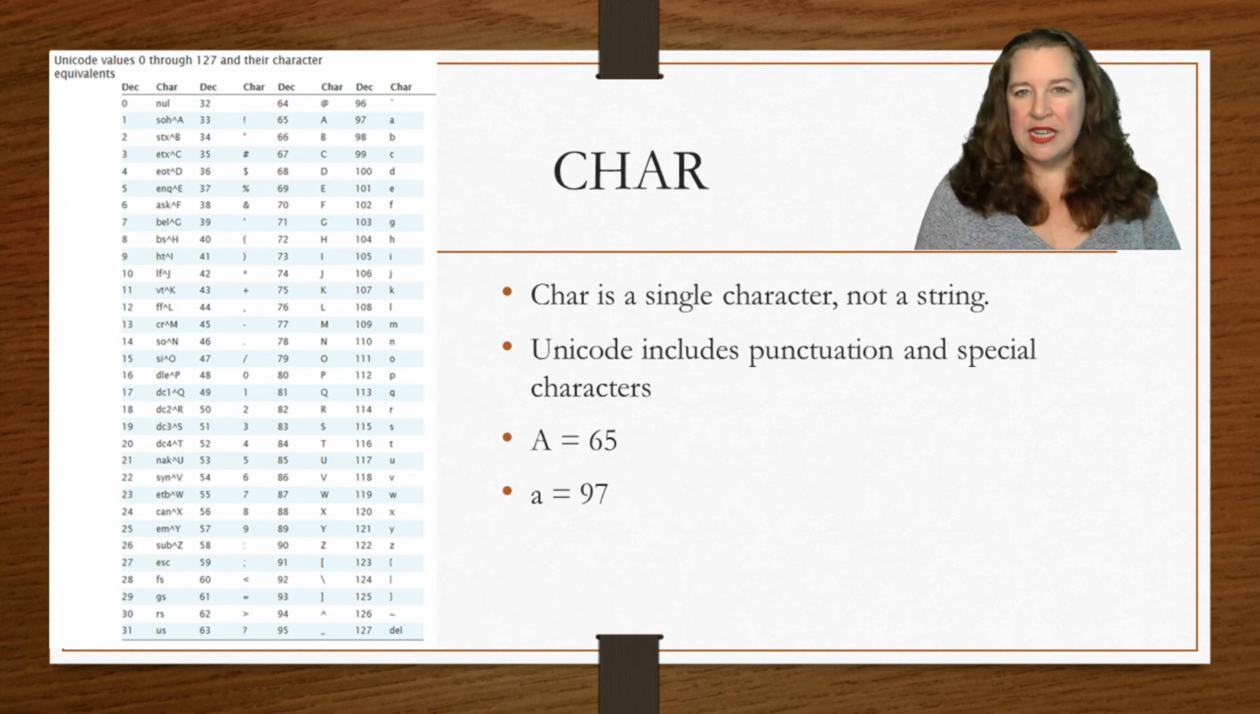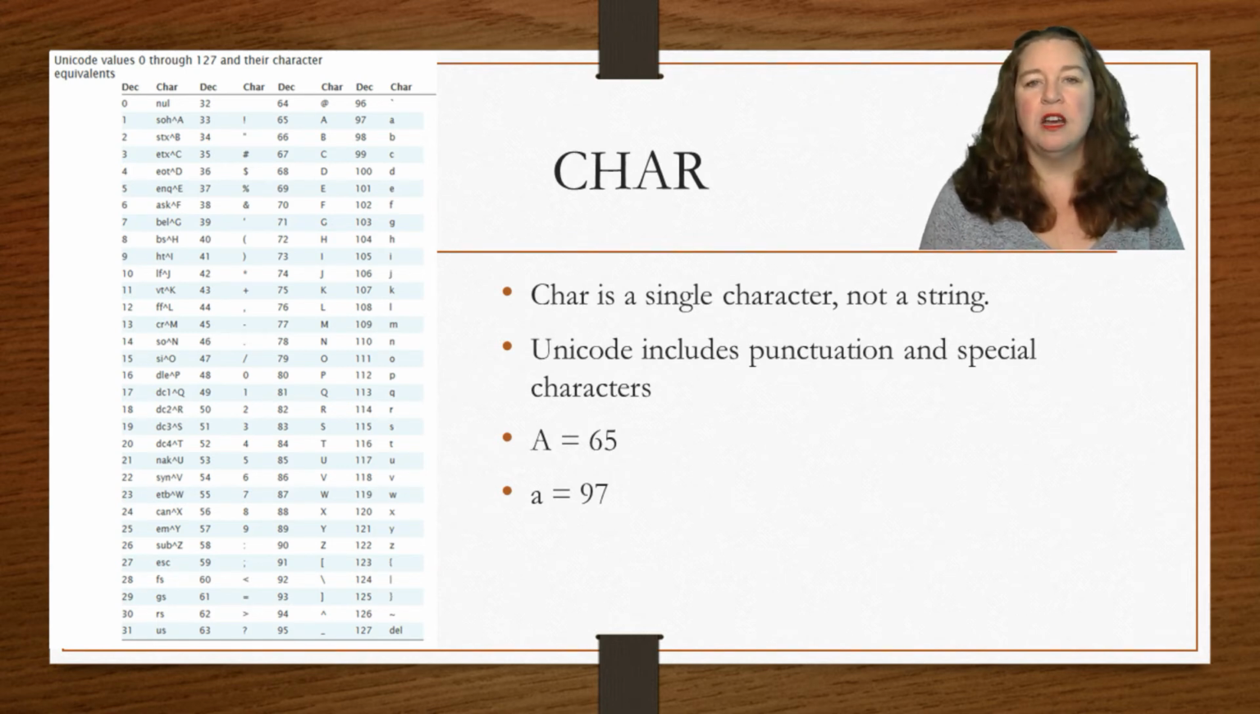When we talk about the data type of a character or a char, a character is a single character, char, C-H-A-R. It is not a string. So hello is not a char. H is a char and E is a char, but hello is not. In Unicode, we can include punctuation and special characters. The ASCII codes will get you A is 65 and a lowercase a is 97.